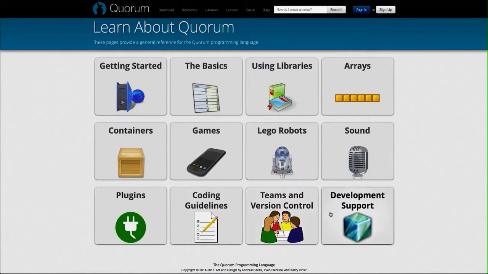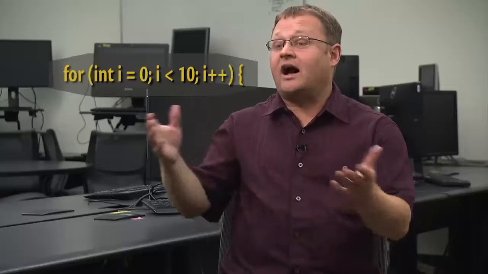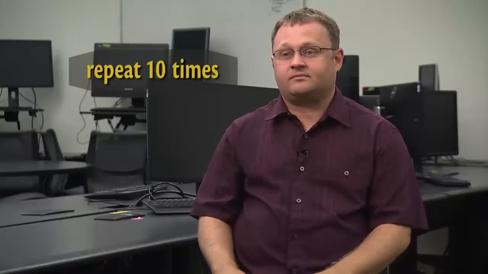One of the reasons why Quorum is easier in some cases for people to learn and grasp is because the language is simpler, which impacts people with learning disabilities. For example, if I was to tell the computer to do something over and over again, in a language like Java, I would say for left paren int i equals 0 semicolon i less than 10 semicolon i plus plus right paren left brace, which obviously means that we should do something 10 times. In Quorum, I say repeat 10 times.